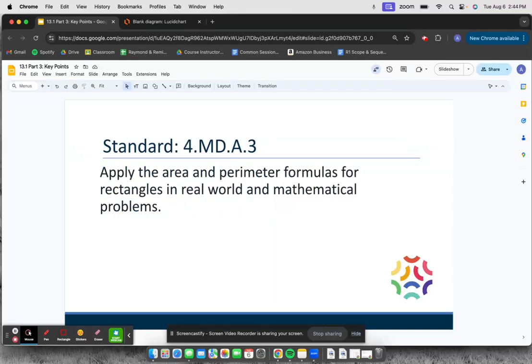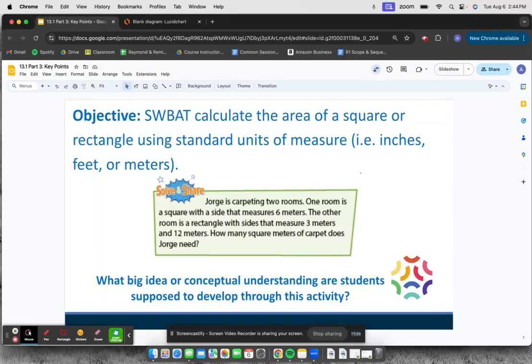So we are going to use this standard here, 4.MD.A.3. It's a fourth grade math standard. And the standard specifically is to apply the area and perimeter formulas for rectangles in real world and mathematical problems. That is the standard. And here we have the objective and an example of student work that would align with this lesson. So take a moment to read the objective and the problem. And then we'll work through it together to answer that question at the bottom. What big idea or conceptual understanding are students supposed to develop through this activity?